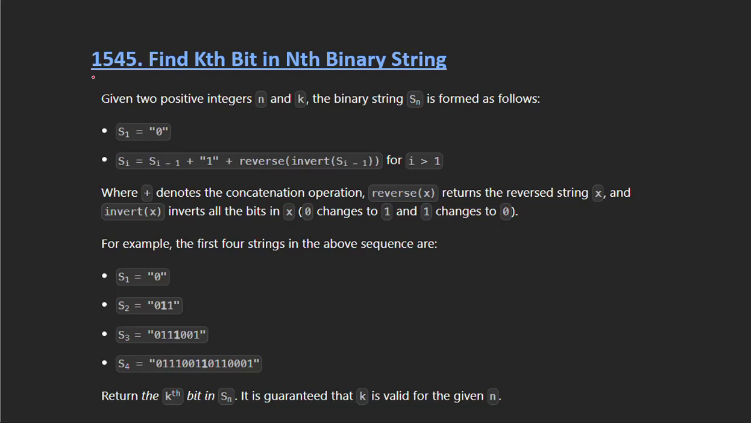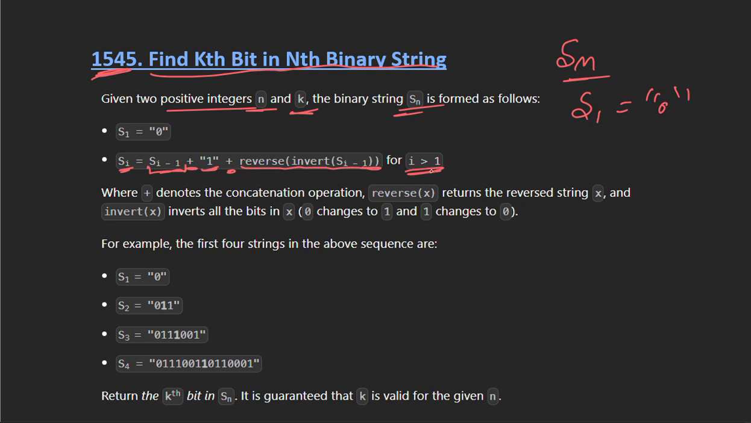So our today's LeetCode question is 1545, which is Find Kth Bit in Nth Binary String. In this question we are given two positive integers n and k. The binary string Sn is formed such that S1 is always equal to 0, and then S(i) is equal to S(i-1), concatenated with a 1, and then the reverse and invert of S(i-1) for all i greater than 1. And we have to return the kth bit in Sn, right?